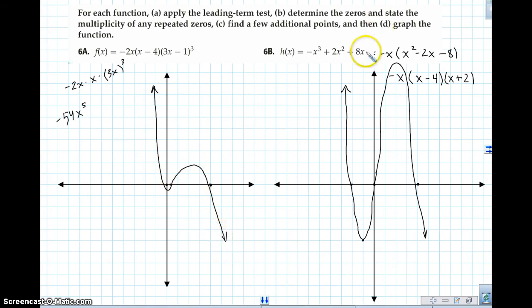Okay. Very similar one for 6b. This one just required factoring, so you should have factored it to be negative x times (x minus 4) times (x plus 2). And so you got your zeros at -2, 0, and 4. And again, all of these had singular multiplicity. There were no repeated zeros in this one, so it just crosses through the graph simply. Okay, and again, your end behavior lets you know that on the left side it's going up and on the right side it's going down. That's it. Have a great one.